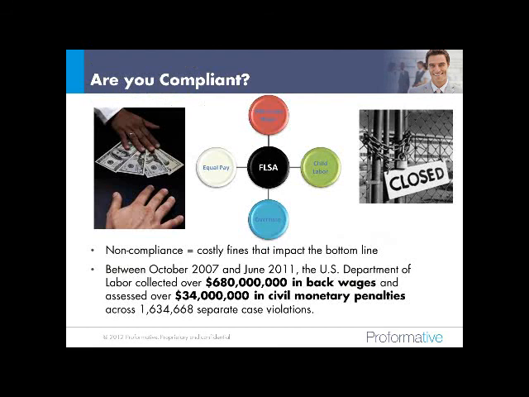So if we look at non-compliance, the costly fines that impact the bottom line, between October of 2007 and June of 2011, the Department of Labor collected over $680 million in back wages, and they assessed over $34 million in civil monetary penalties across 1,634,000 separate case violations. That's astronomical. These are converted cases that are filed with the Department of Labor where there was no proof from the employer and no record from the employer to dispel any of the cases. That is a tremendous exposure.